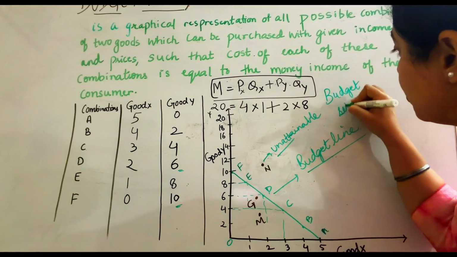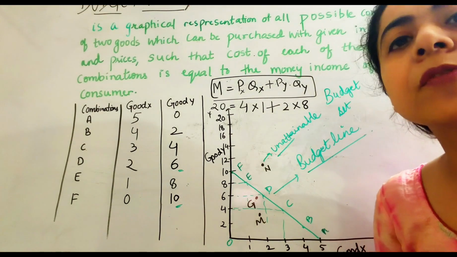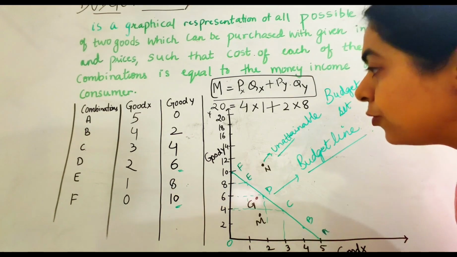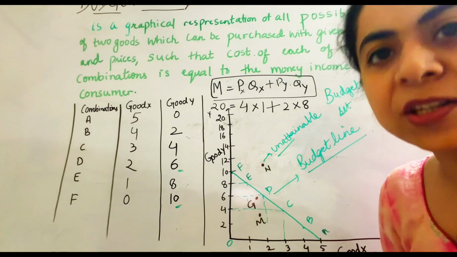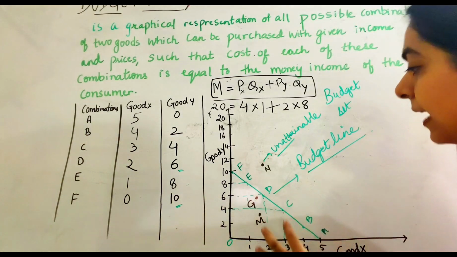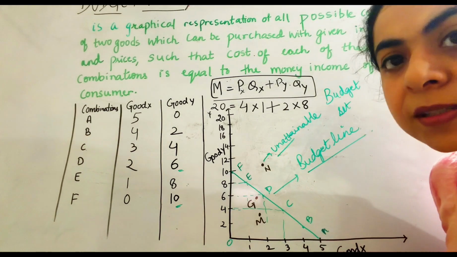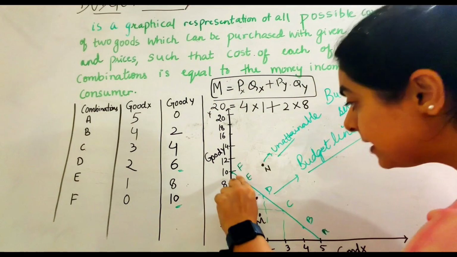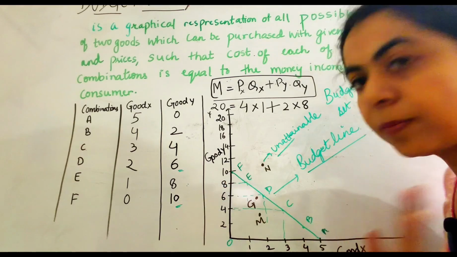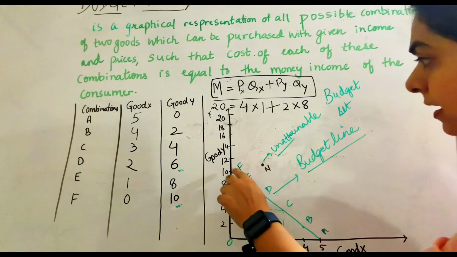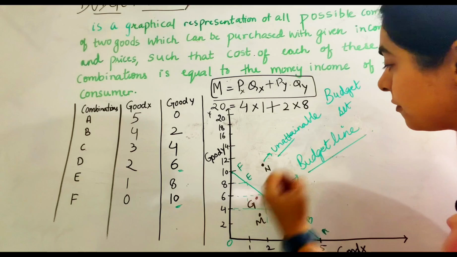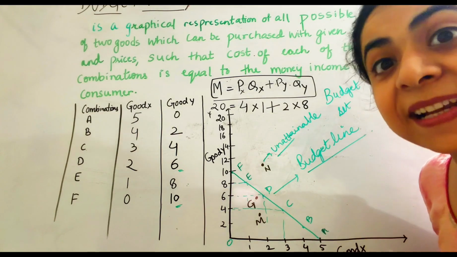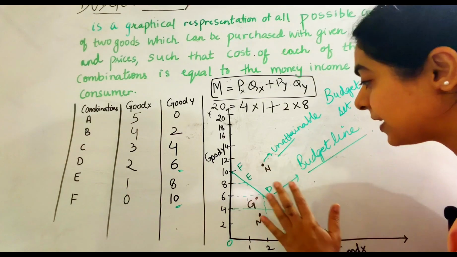Now usually the students get confused between budget set and budget line. So basically budget set includes all affordable combinations for the consumer, whereas budget line includes only those combinations which cost exactly equal to the consumer's income. So all these points which lie exactly on the budget line are basically part of what we call attainable combinations, but cost exactly equal to the consumer's income. So they are a part of budget line.